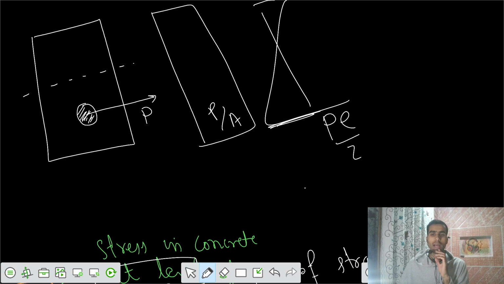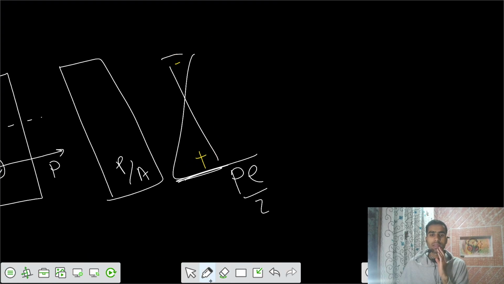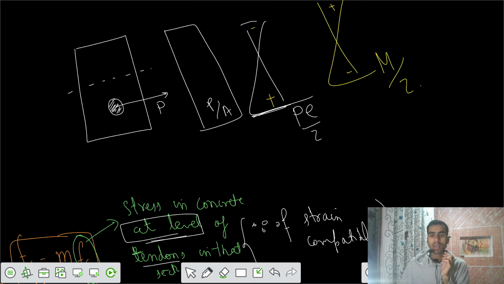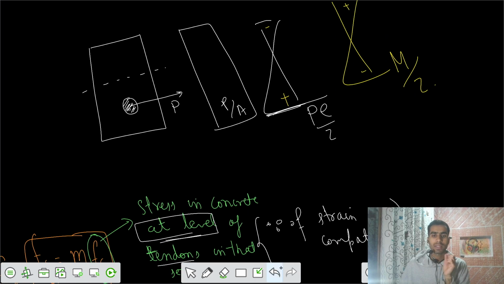The top is having tensile and the bottom compressive, and there might be some loads also, dead loads, and a bending moment. Let's say there is some M also, plus minus M by Z. But we have to calculate the stresses, because our steel wire is where? Steel wire is actually at this location. So we have to calculate the stresses at this location.